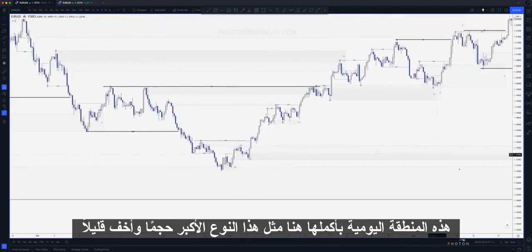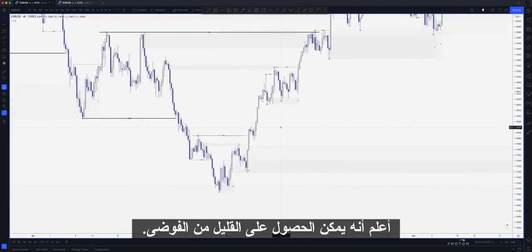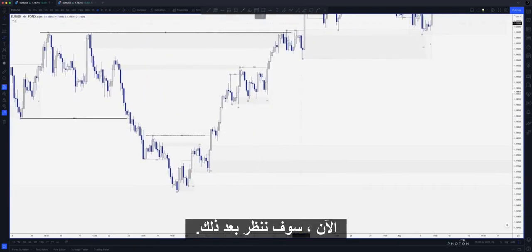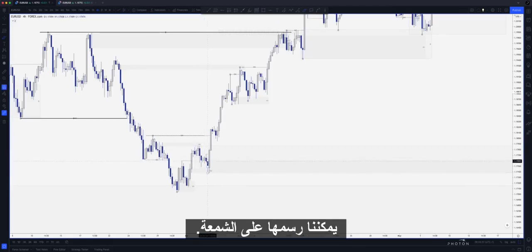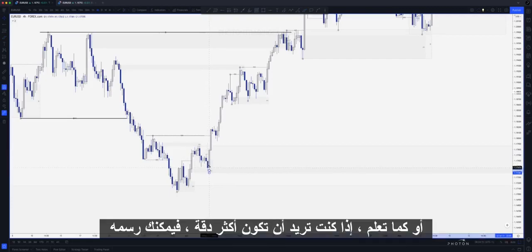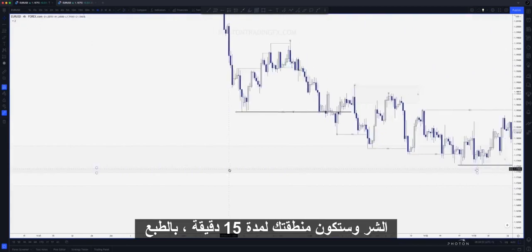This whole daily zone here, this kind of larger, slightly lighter grey box. I know it can get a little bit messy now. We would then look, okay, how can we refine this a bit more? Well, we can see that this was the origin of that 4-hour flip zone. So we could draw it on the candle, or, if you wanted to be even more refined, you could draw it to the wick, and that essentially would be your 15-minute zone.